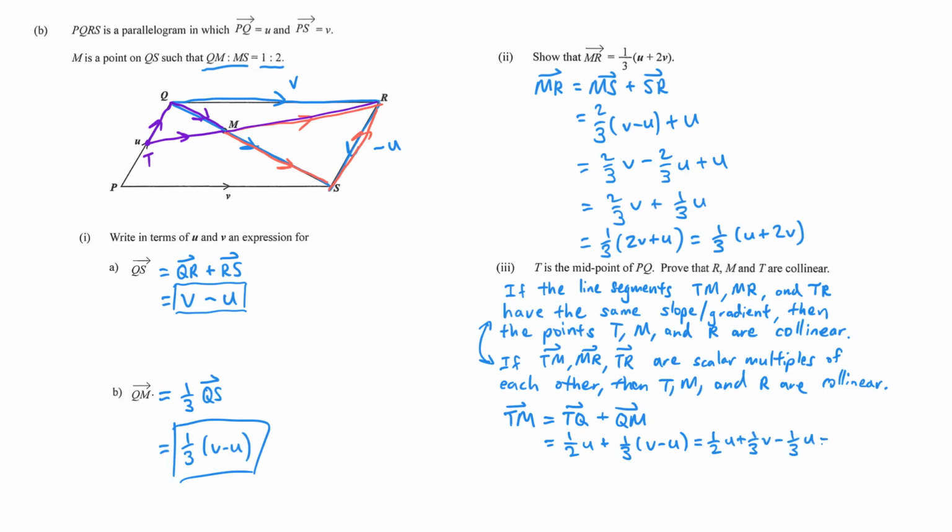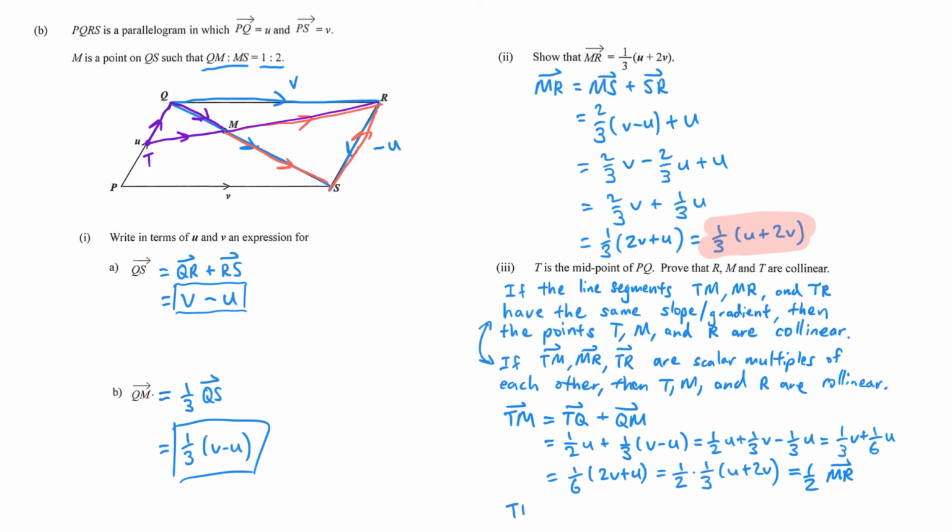Simplifying this, we get 1/3 v plus 1/6 u. Factoring 1/6 from these terms, I get 1/6 times (2v plus u). Note that this looks very similar to the vector MR that we found above. In fact, we can write the vector TM as 1/2 times 1/3 times (u plus 2v), which is 1/2 of the vector MR. So we see here that the vector TM is a scalar multiple of the vector MR. So this tells me that these vectors point in the same direction.